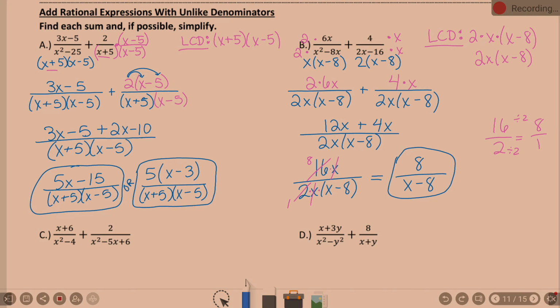Well, when we came up with our common denominator, it had to be 2x, x minus 8. This denominator is x, x minus 8. So what are we missing? We're missing the 2. This one is 2, x minus 8. What are we missing? That x. That makes sense.